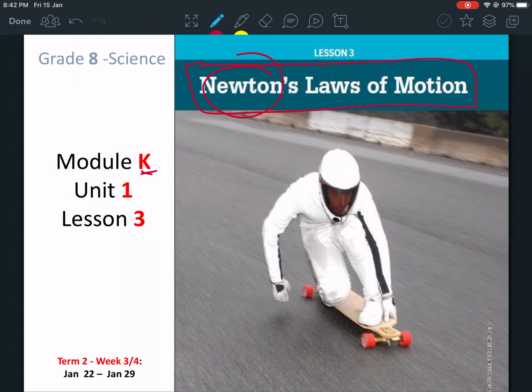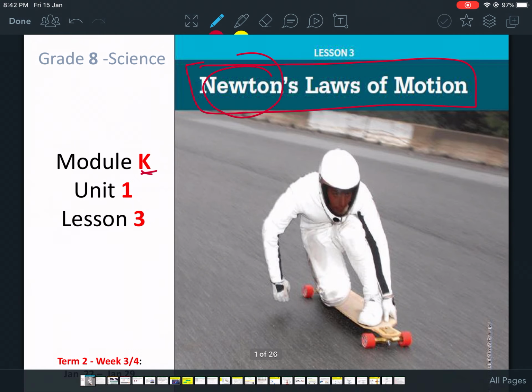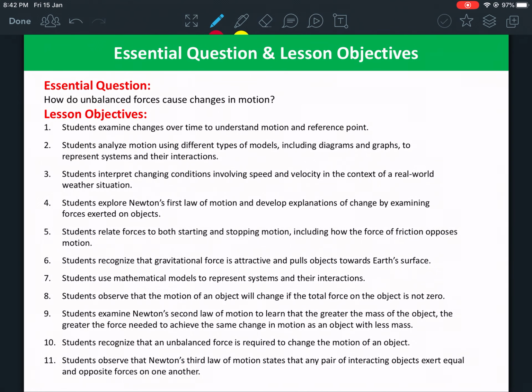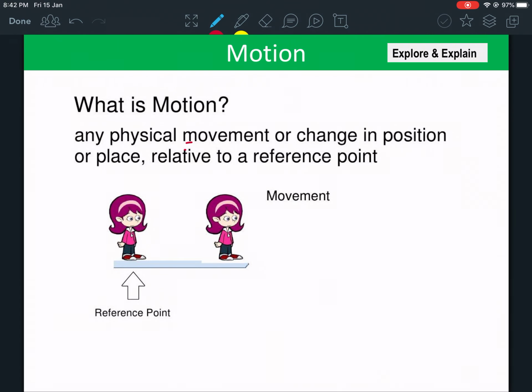And he basically is the one, they say, who discovered gravity by the apple falling on his head. This is the story that's known. So we're going to talk about Newton's laws of motion in this lesson. But there's a lot of things that we're going to cover as well. So it's Unit 1 and Lesson 3. Okay? We're going to start with what's motion.